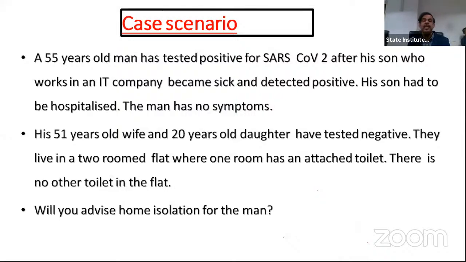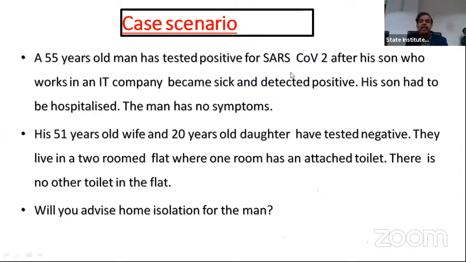Now I'm giving you a case scenario. If you can send me the answer in the chat box. A 55-year-old man tested positive for COVID after his son became sick and tested positive. His son had to be hospitalized, which means he has moderate to severe disease, but the 55-year-old man does not have any symptoms. He's asymptomatic. His 51-year-old wife and 20-year-old daughter have tested negative. They live in a two-room flat where one room has an attached toilet, and there is no other toilet in that flat. Will you advise home isolation for this person?